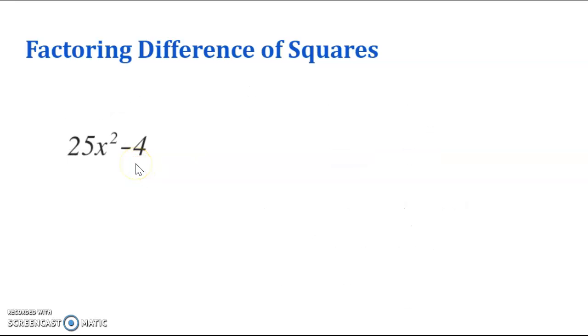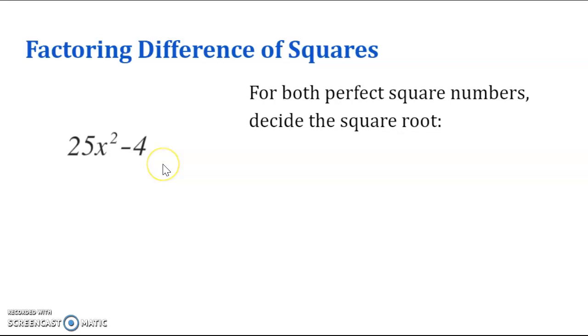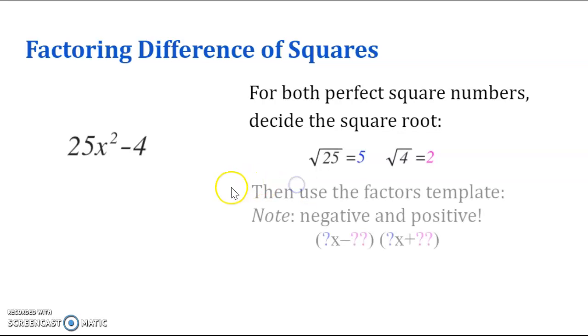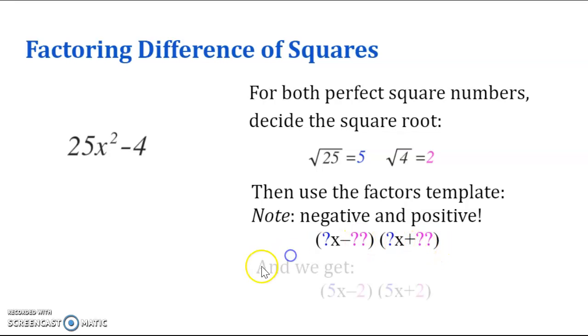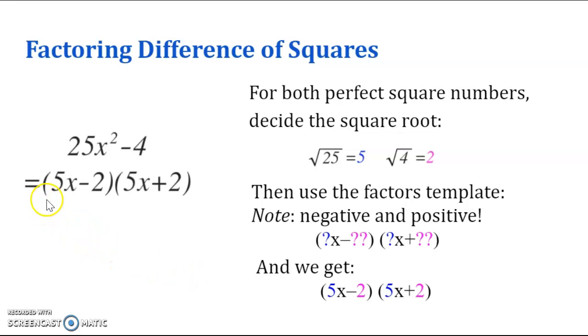All right, so let's see if we can factor this. Both perfect square numbers, find the square root. They're 25x squared and minus 4, they're both perfect squares, and we do have a subtraction. And then use the factors template. The square root of 25 is 5, so it's going to be 5x here. And then the second number is the square root of 4, which is 2. So it is going to be 5x minus 2 and 5x plus 2. So therefore, the solution is 5x minus 2, 5x plus 2.